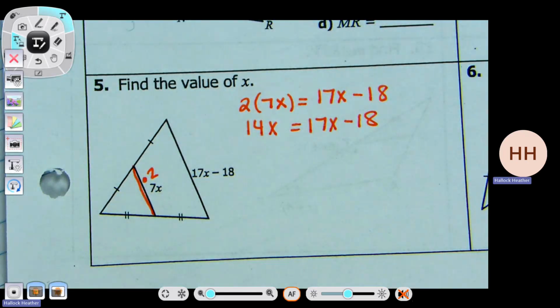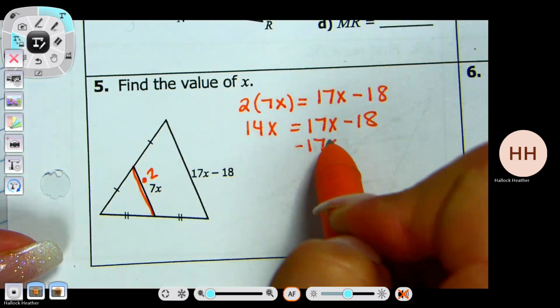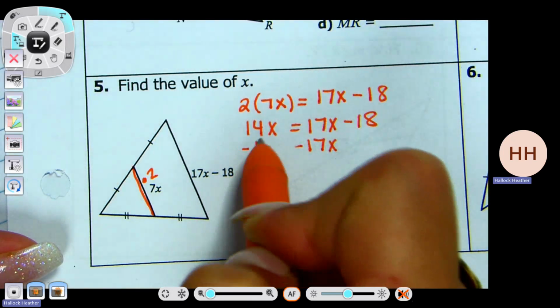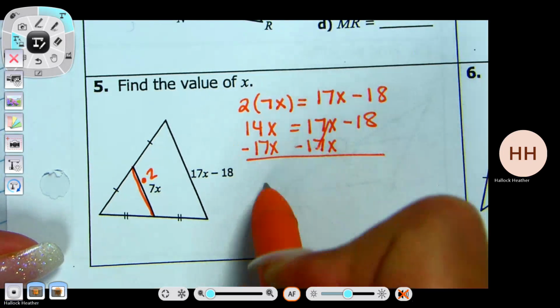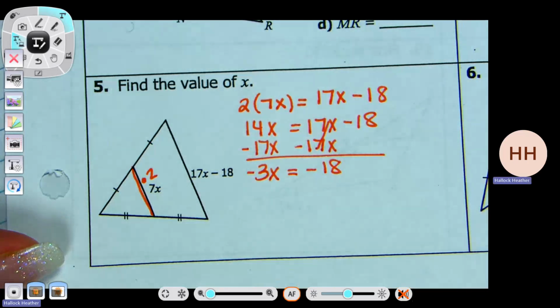Solve for x. It's a 2-step equation. Easy peasy. Yep. So we're going to subtract 17x from both sides. Nope. Oh yeah, over there it is -3. I thought you meant the answer. No, that's not the answer.